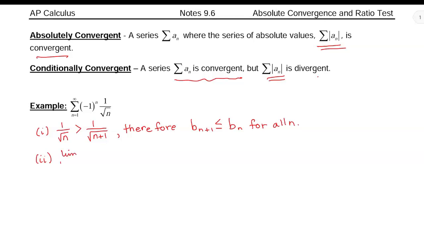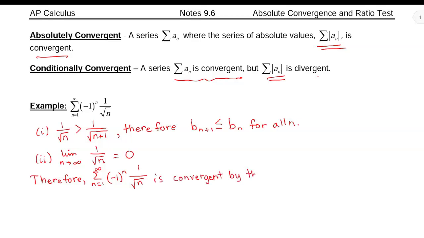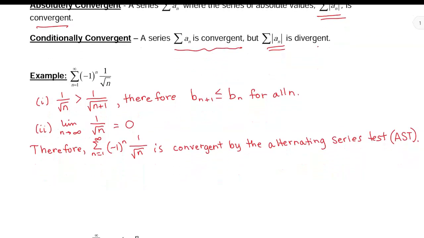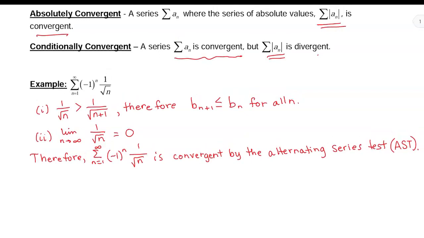So let's take a limit as n goes to infinity of 1 over root n. The limit is 0. Therefore, the series is convergent by the alternating series test. By the way, you can abbreviate this as AST to save time. Now that we've concluded our alternating series is convergent, let's consider whether the series is absolutely convergent. So that's what I'm going to do next. Consider absolute convergence.